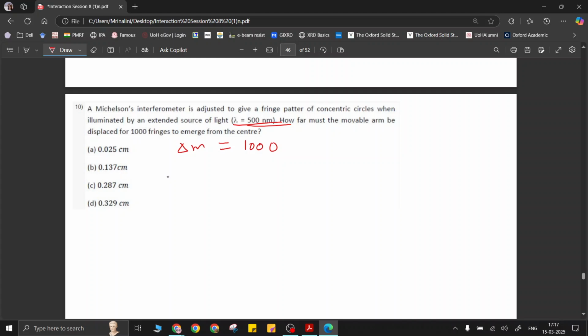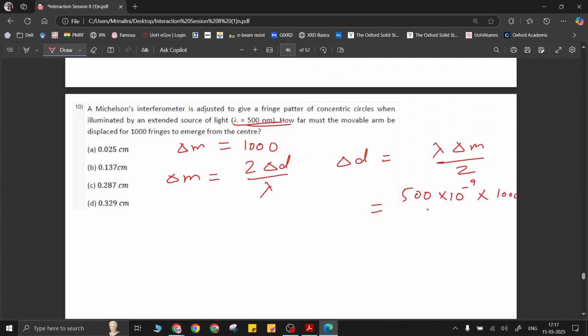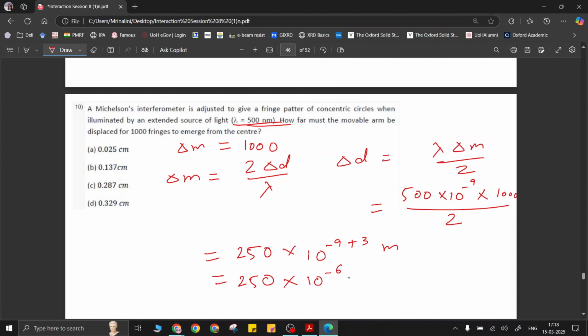Again the same formula: 2 times the distance divided by lambda, so we need to find this delta D. Delta D will be lambda times delta M divided by 2. Lambda is 500 times 10 to the power minus 9, delta M is 100, divided by 2. This will be 250 times 10 to the power minus 9 plus 3, which will be 250 times 10 to the power minus 6 meters.